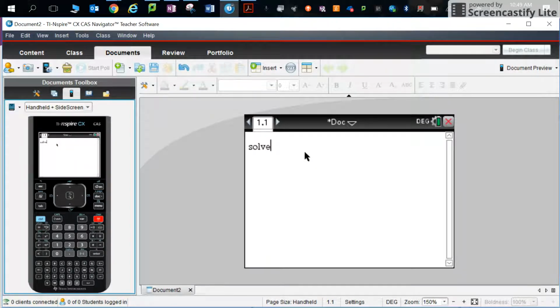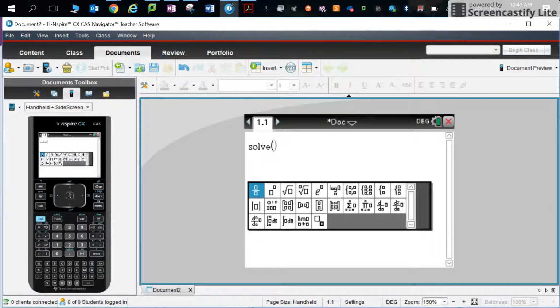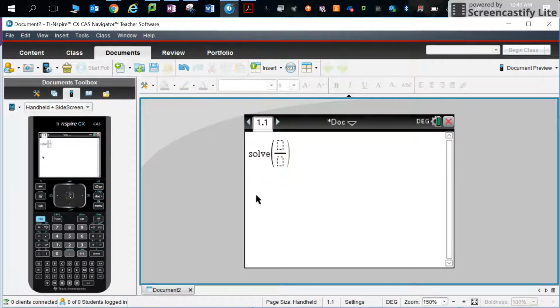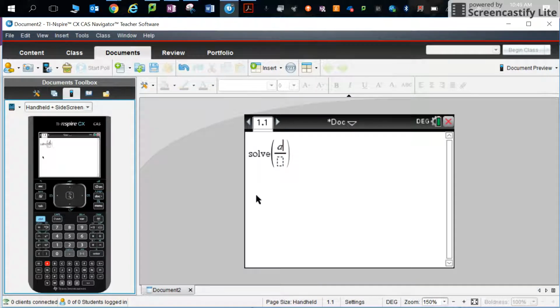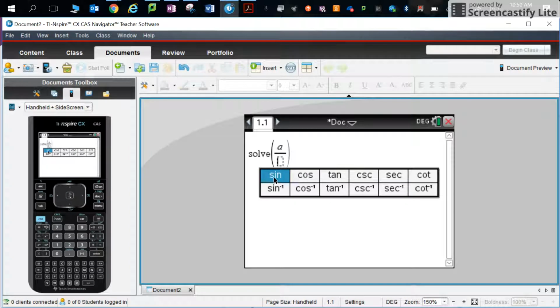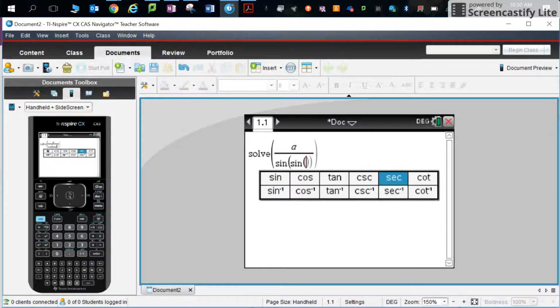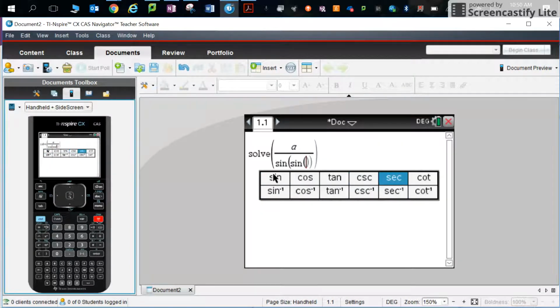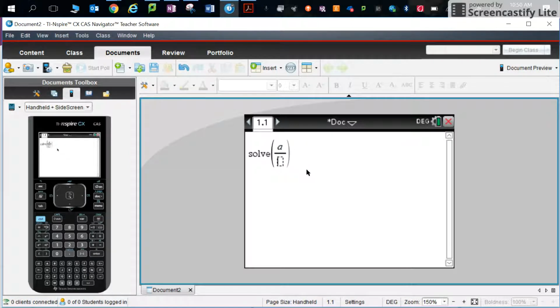All right, open bracket, solve, fraction, A over sine. This is not liking me. I think it's because my keyboard's there. Let's try this again. All right, solve.